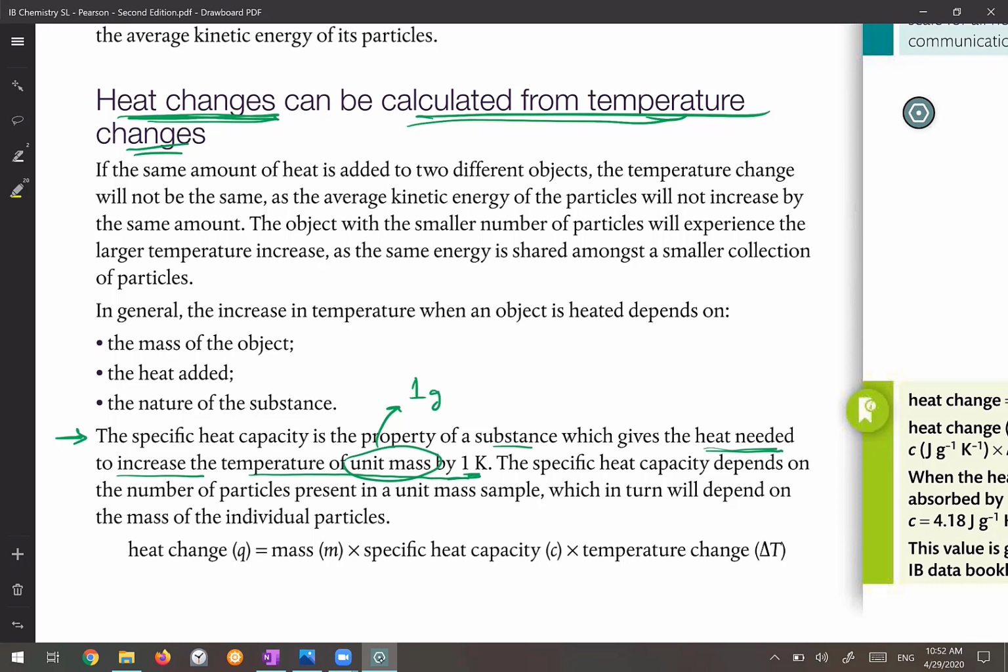Okay. Suppose you have two substances with different specific heat capacity. Let's say one of them has a specific heat capacity of 4. It means 4 joule of energy is needed to increase the temperature of 1 gram of that by 1 degree centigrade. And you have another substance with a specific heat capacity of 2. It means if you want to increase the temperature of 1 gram of that substance by 1 degree centigrade, you need 2 joule of the energy.